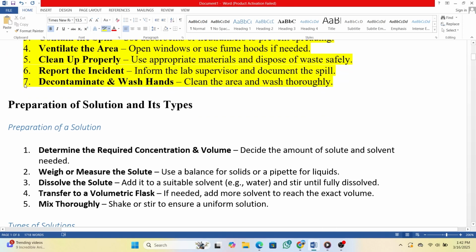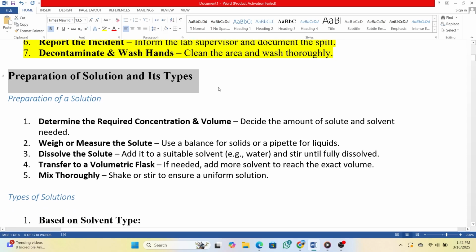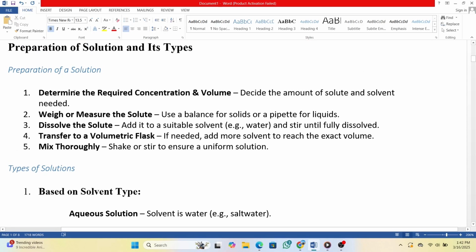Preparation of solution and its types. Preparation of a solution. 1. Determine the required concentration and volume, decide the amount of solute and solvent needed. 2. Weigh or measure the solute, use a balance for solids or a pipette for liquids.